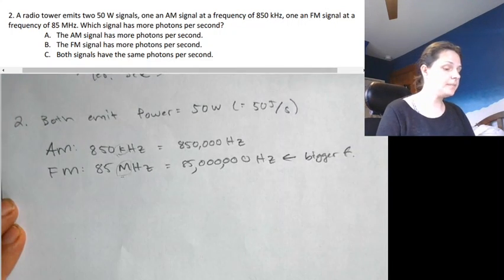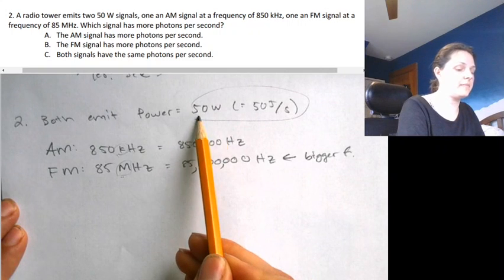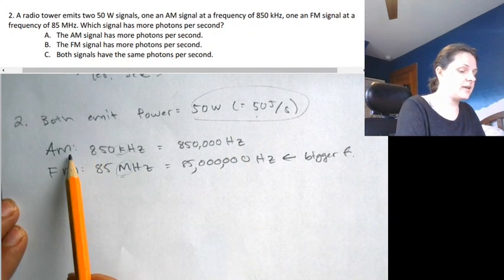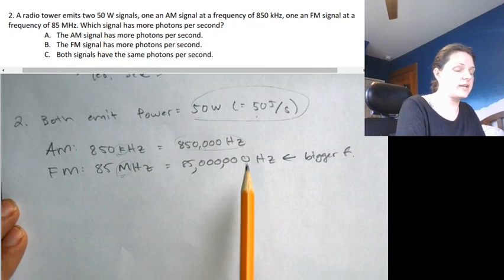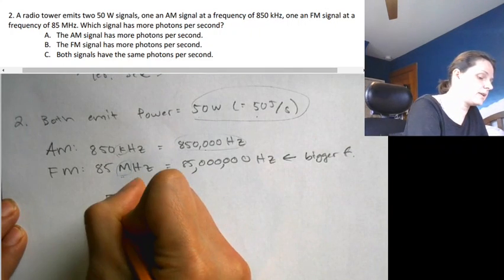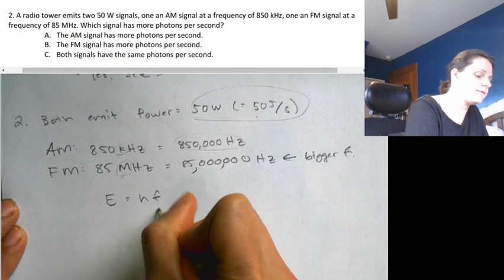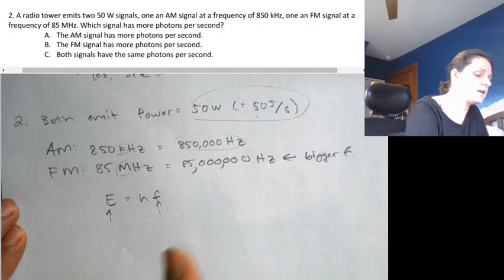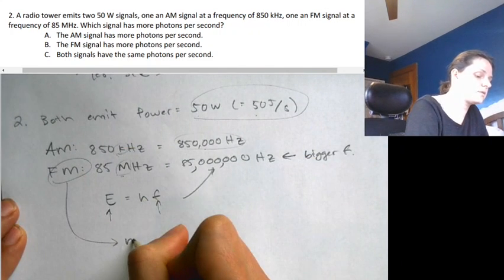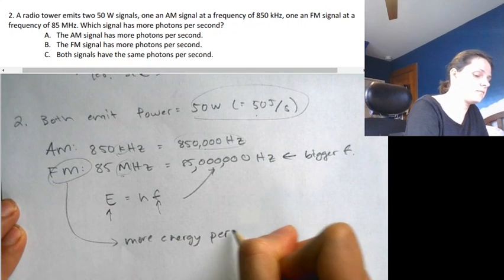So they have the same total amount of energy, but this AM signal has photons that are way less energetic than the FM signal. So let's think about this formula here. Bigger F means bigger energy per photon. So our FM has more energy per photon.